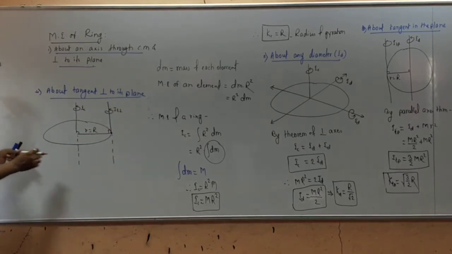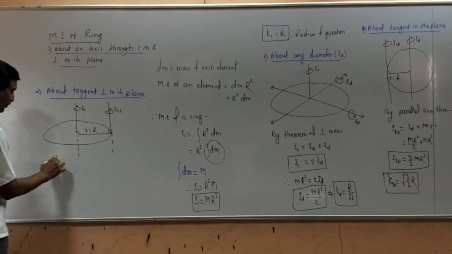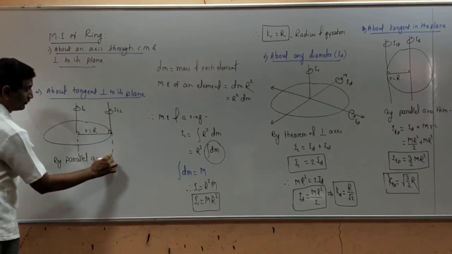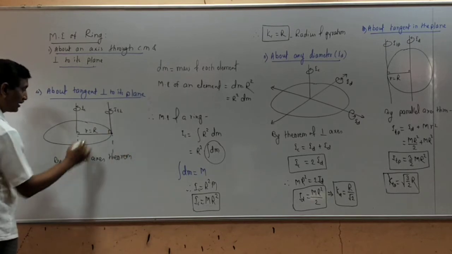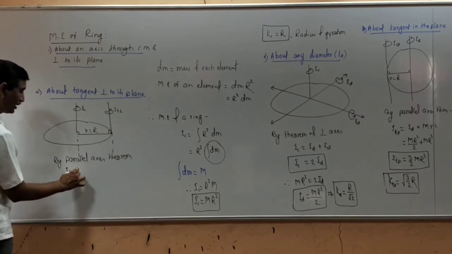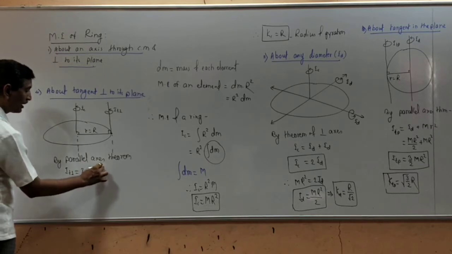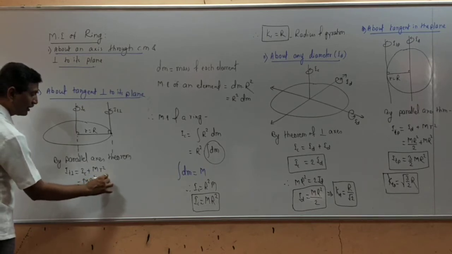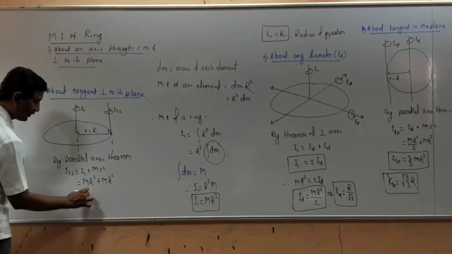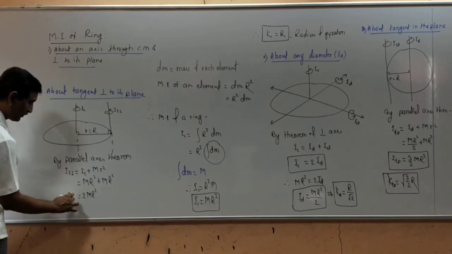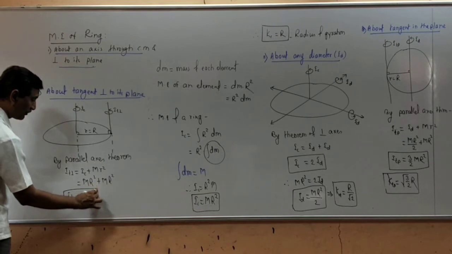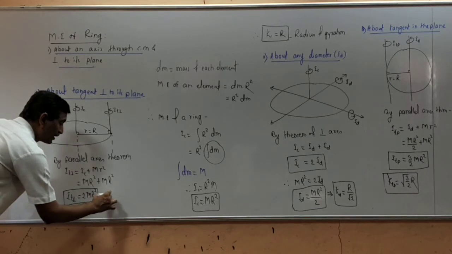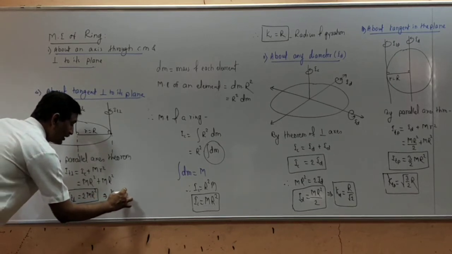So by the parallel axis theorem, again apply the same situation. By the parallel axis theorem, IT perpendicular is what? IC plus MR square. IC is what? MR square. Small r is what? Capital R. So MR square plus MR square is what? 2MR square. So the moment of inertia about the tangent perpendicular to its plane is 2MR square, and its radius of gyration KT perpendicular is root 2 into R.